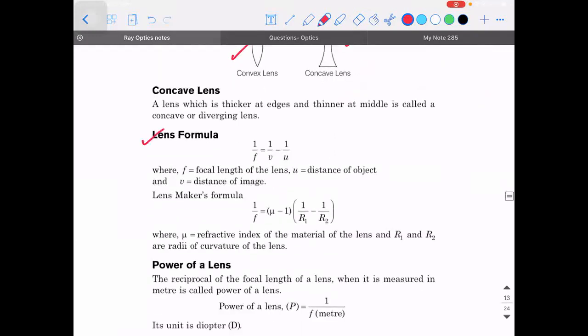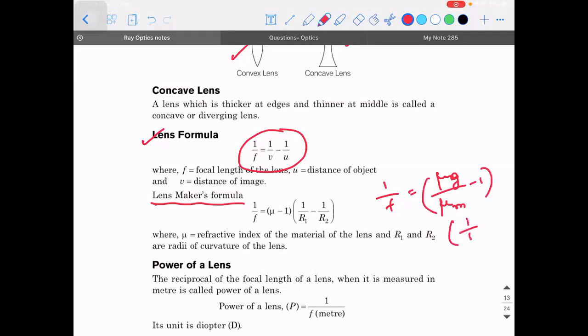So what is the lens formula? 1 by f is equal to 1 by v minus 1 by u. And what is the lens maker's formula? It is 1 by f is equal to mu2, the refractive index of glass, divided by the refractive index of the medium, minus 1, into 1 by r1 minus 1 by r2, where mu is the refractive index of glass. Generally, glass is the material used as the refracting medium, or you can take mu L also.